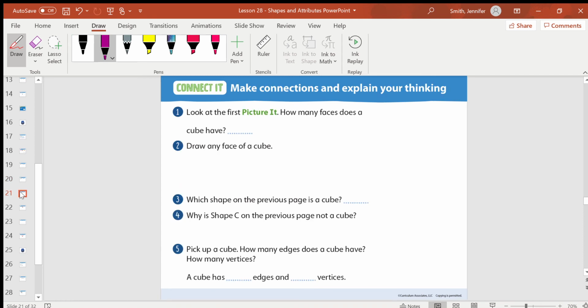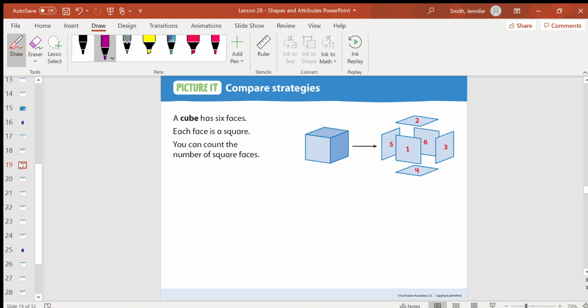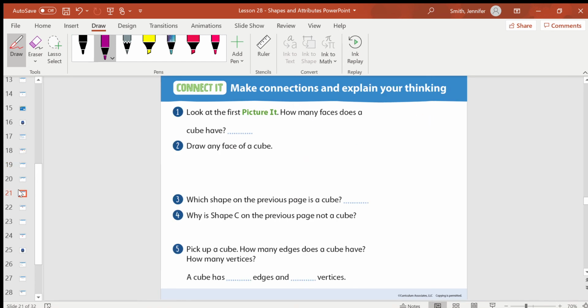Look at the first picture. How many faces does the cube have? So let's look back. How many faces did the cube have? That's right, the cube had 6 faces. Draw any face of a cube. If I was drawing a face of a cube, what shape would I draw? That's right, I would draw a square.